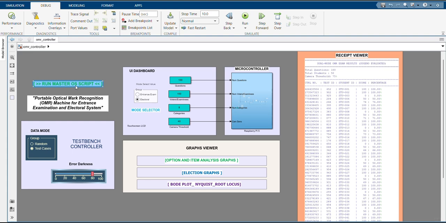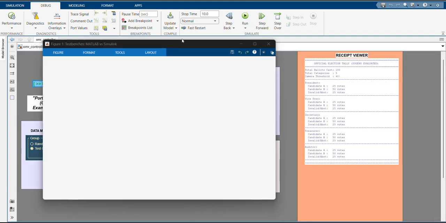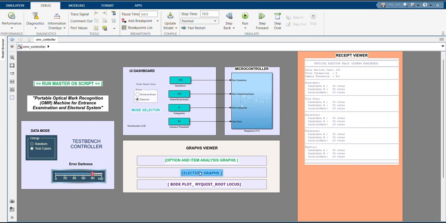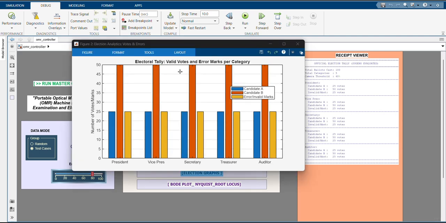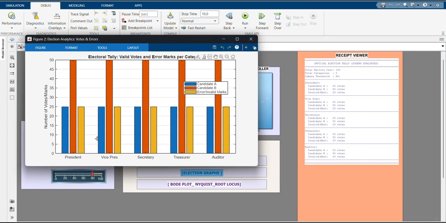So after we run the hardware in the loop simulation, we would see a theoretical stability graph. So as we look at the step response graph, we can see exactly how our Sugeno logic solved the problem. So as you can see on the electoral tally bar chart, we do still record invalid votes. That is for the voters who deliberately double shade.